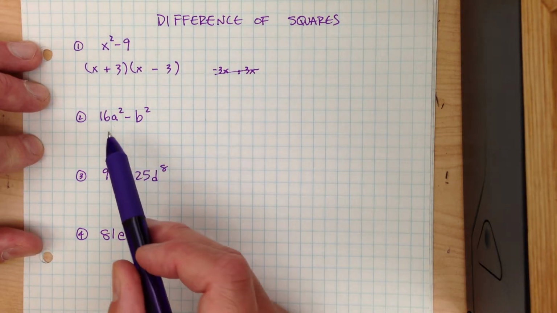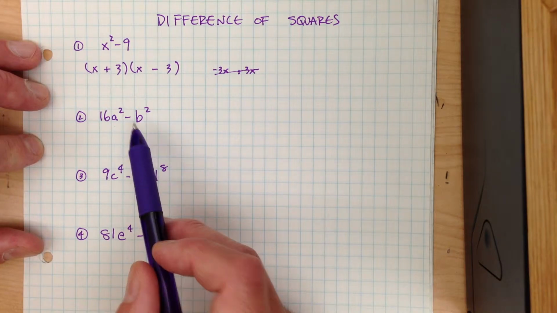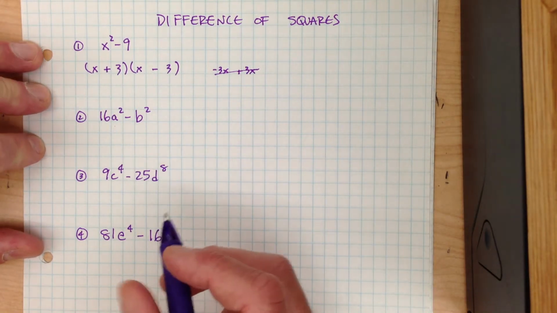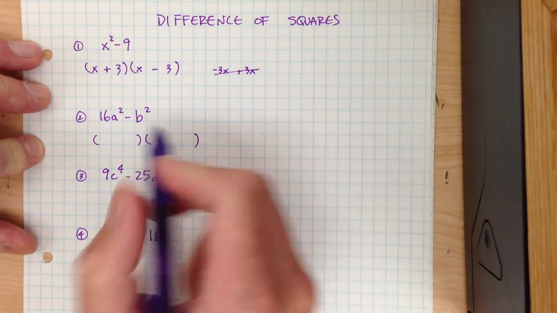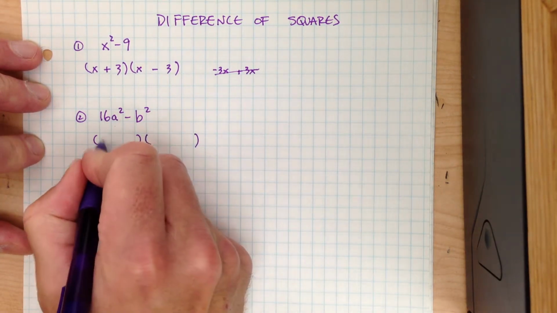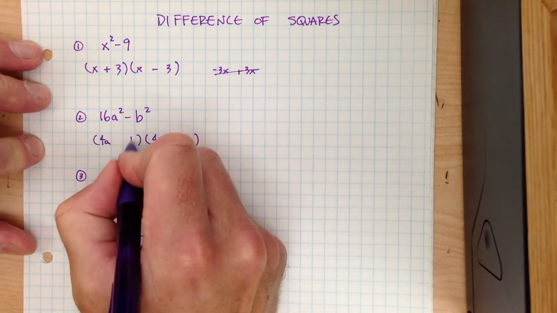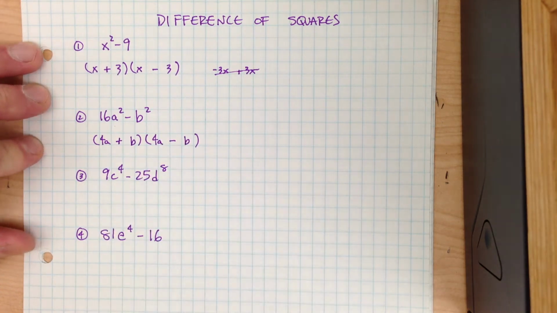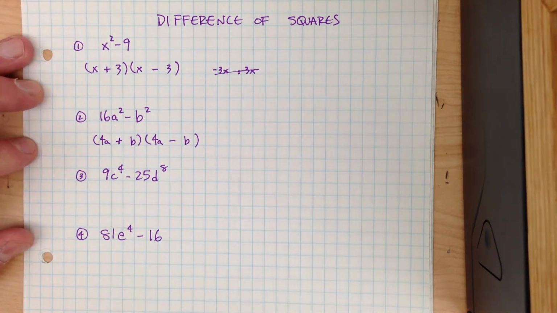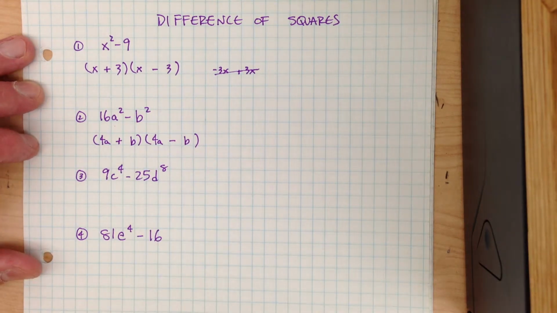Next, let's do this problem. We have a perfect square up front, a perfect square in the back, and it's held together with that subtraction sign. So you are able to set up your two sets of parentheses, take the square root up front, 4a, take the square root in the back, b. One is plus, the other is minus, and if you multiply that out, that will take you back to your original problem. You always want to check these individual factors to see if you can go any further.